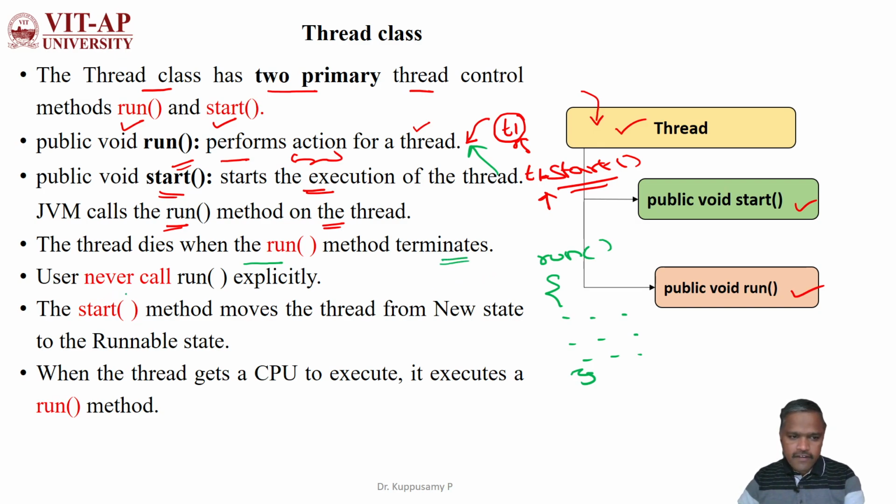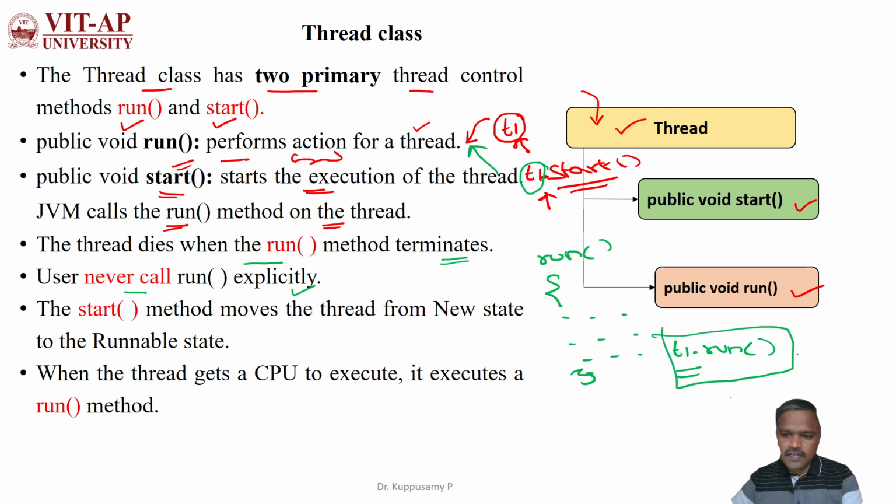And the user never calls the run method explicitly. That means we need not invoke this run method by using any object. For example, here T1 is the object. We need not invoke that method by using this object, so it is not at all needed. This is explicit invoking of that method, and it is not at all needed. The Java virtual machine itself, whenever we are executing the start method, in the background will call this run method automatically, or implicitly.